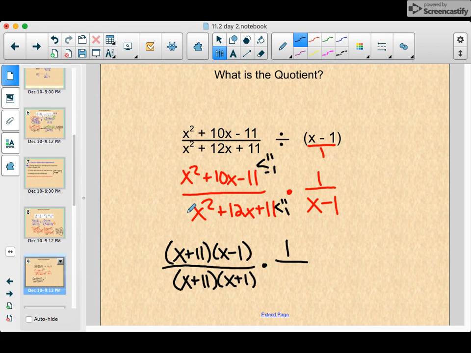And then times 1 over, and I'm just going to group that. I can't do anything with x minus 1. Just put it in parentheses. Then I'm going to cancel. I can cancel out the x minus 1s. I can cancel out the x plus 11s. And my final answer is just 1 over x plus 1.